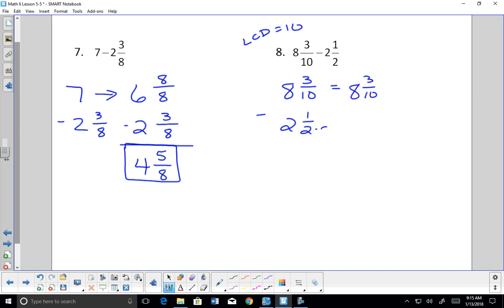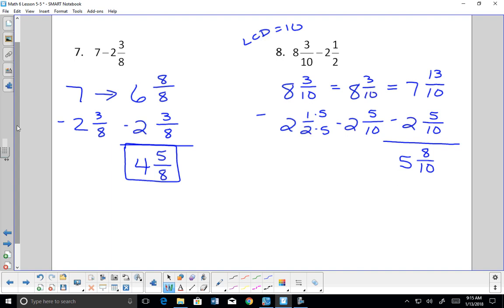I cannot take 5 from 3, so I have to rename my 8 as 7 13/10, because it's 7 10/10 plus 3/10 makes 7 13/10, and we're going to subtract from that 2 5/10. 7 minus 2 is 5, 13 minus 5 is 8, so I get 5 8/10, but 8/10 reduces by 2. 2 divides into 8 4 times, 2 divides into 10 5 times, so this becomes 5 4/5.